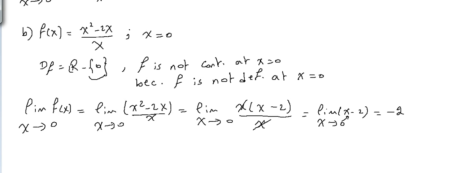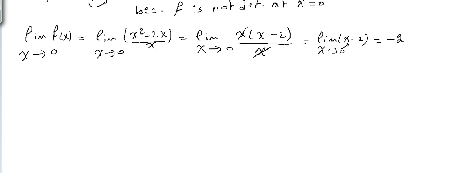Since it's not infinity, the discontinuity here is a removable discontinuity. So f has a removable discontinuity at x equals 0. It is discontinuous, but it is removable, unlike the first part, which was not removable because the limit gives us infinity, and here the limit gives us minus 2. Now, how to extend this?